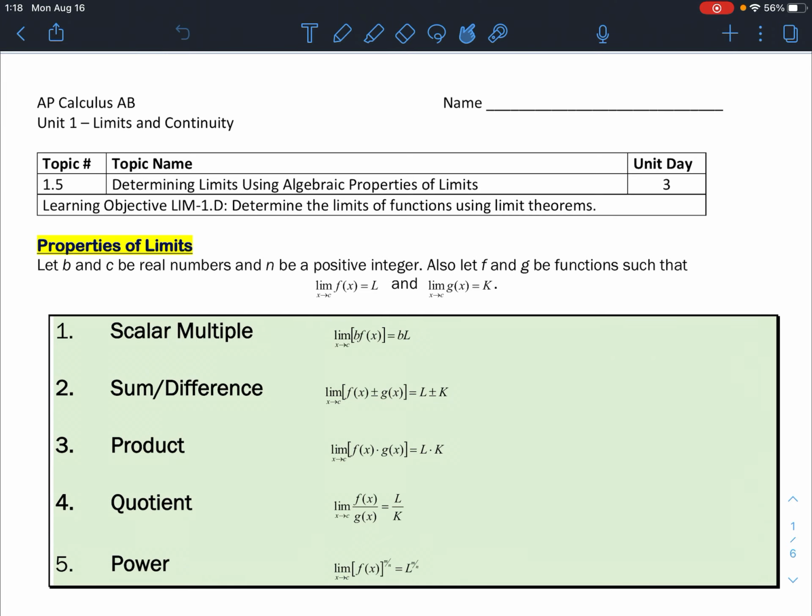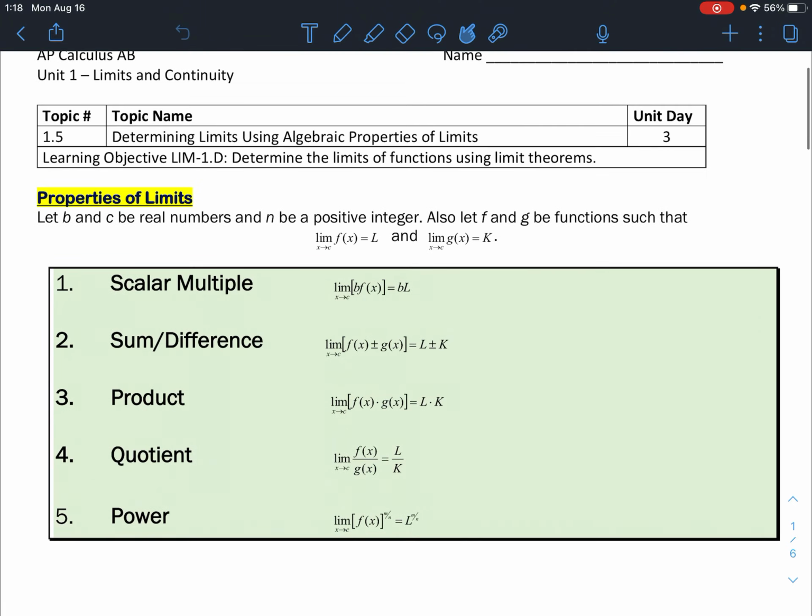So you can see here on the first slide, we just have a lot of properties of limits. So let b and c be real numbers and n be a positive integer. Let f and g be functions such that the limit as x approaches c of f is L, and the limit as x approaches c of g is k. So you can read through those 5 limits there: the scalar multiple, the sum and difference, the product, the quotient, and the power rules for these limits. And then we can take a look at a couple examples of how to use them.